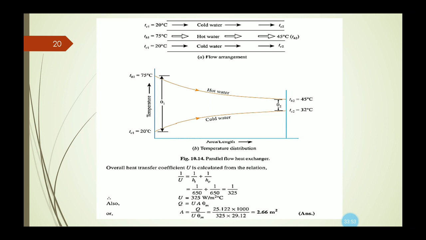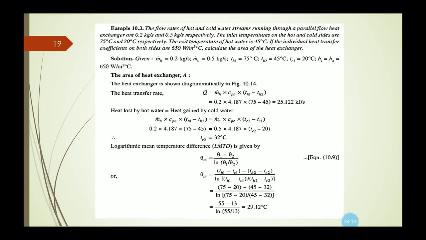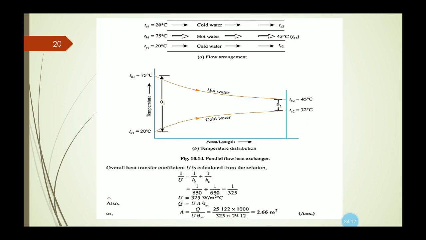Now if we use the formula of the heat transfer as UA theta m, that is the multiplication of the overall heat transfer coefficient, the area and the value of the LMTD. Q is known to us, which we calculated on the earlier page: the heat transfer rate, 25.122. U, the overall heat transfer coefficient, we have calculated in this slide, and it is 325 watt per meter square degree centigrade.